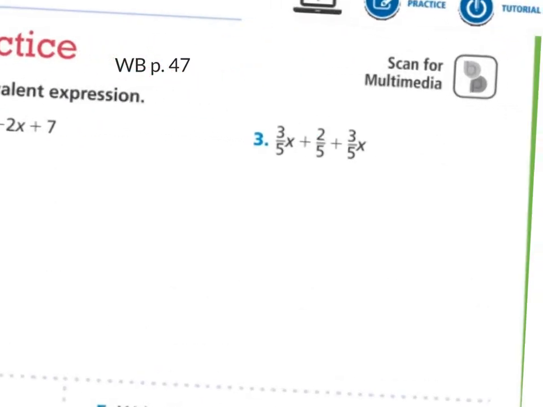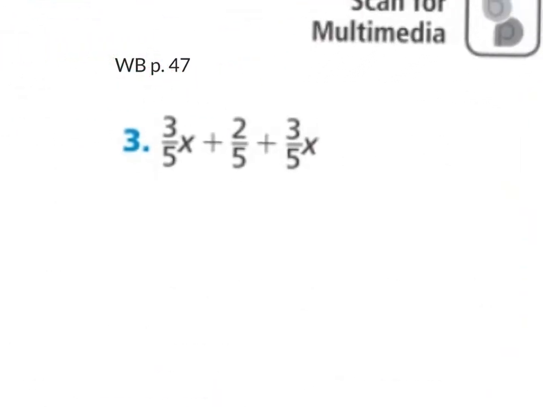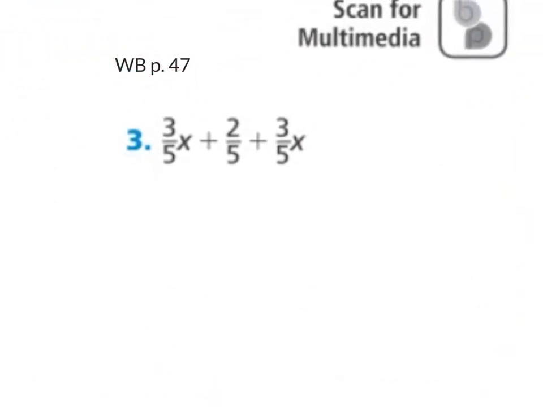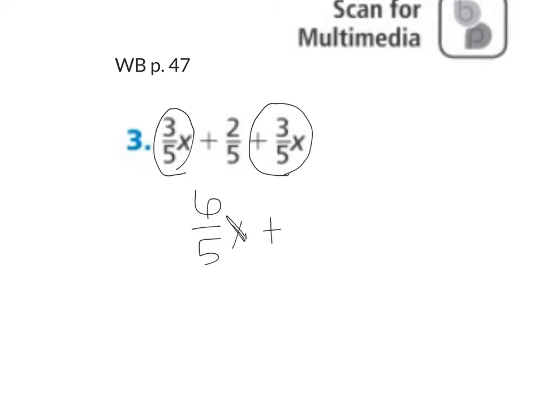So number 3, this is a case where we have some like terms here we can combine. Notice there's no subtraction going, so we don't need to worry about adding the opposite before we do this. We can add these together since they both have x's behind them. 3/5 x plus 3/5 x would be 6/5 x. So we'd have 6/5 x plus 2/5.